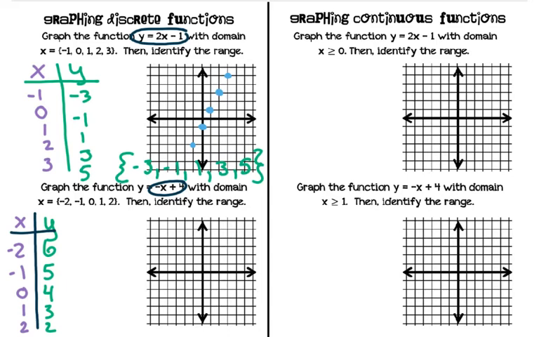So we have -2, 6, -1, 5, 0, 4, 1, 3, and 2, 2. Okay, and again, these are discrete, so we're not gonna connect those. And then we're identifying the range in order from least to greatest. So 2, 3, 4, 5, 6.